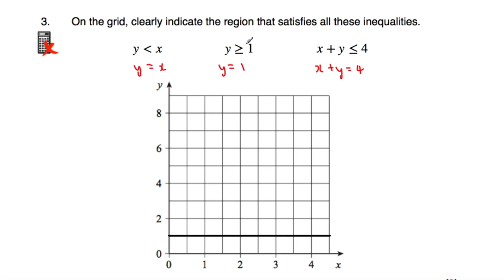Now the region that would satisfy that would be where y is bigger than or equal to 1. So all the points on the line would satisfy that inequality, but all the points above the line would satisfy it as well. So for instance, 1, 6, the y coordinate is 6. It's bigger than or equal to 1.